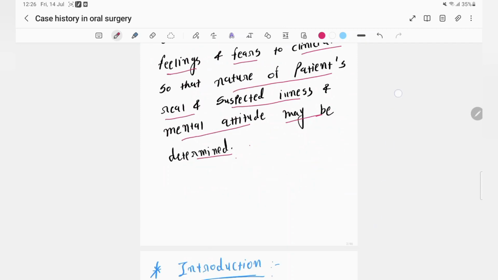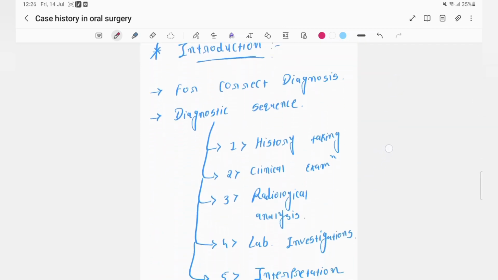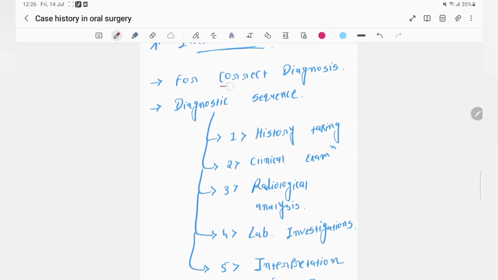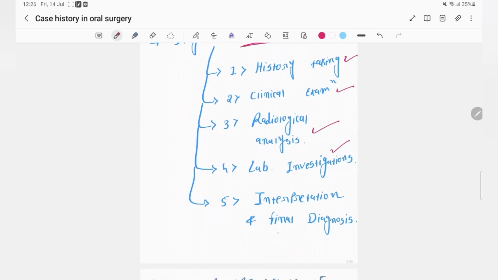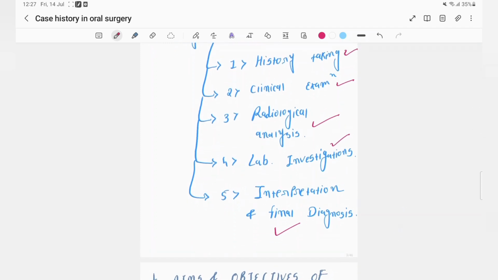Now, moving to the introduction, why are we taking case history? To make a correct diagnosis. And what is the diagnostic sequence? In the diagnostic sequence, we have 5 steps. The first one is history taking, then clinical examination, radiological analysis, lab investigation. The last is interpretation and final diagnosis. After making the final diagnosis, we will move towards the treatment plan and then treatment.